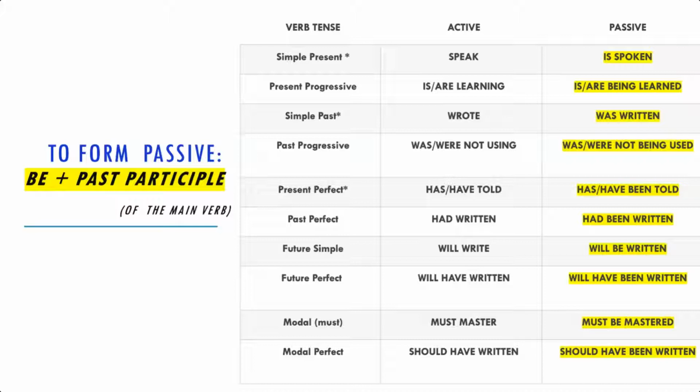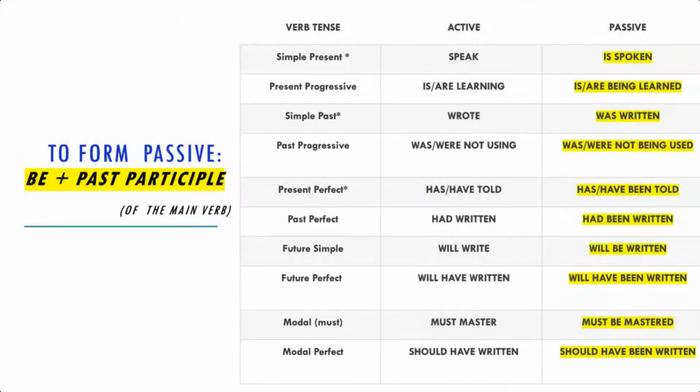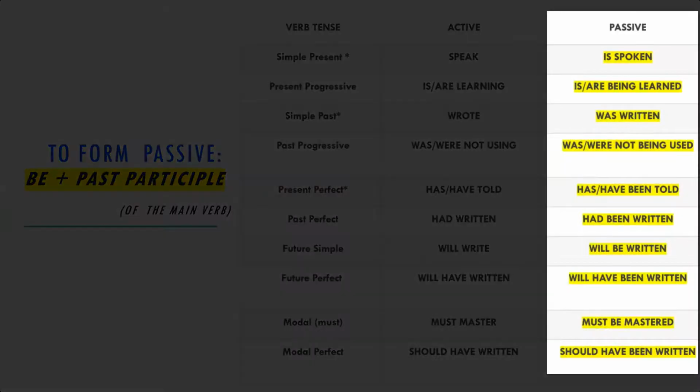So in this slide, I have three different columns. Verb tense is the first one. I'm going to take you through present, past, and future, and I'm going to include the modal as well. The second column is the verb that I used in the active sentence, and the third column is how I use this verb from the second to convert it to the passive voice.